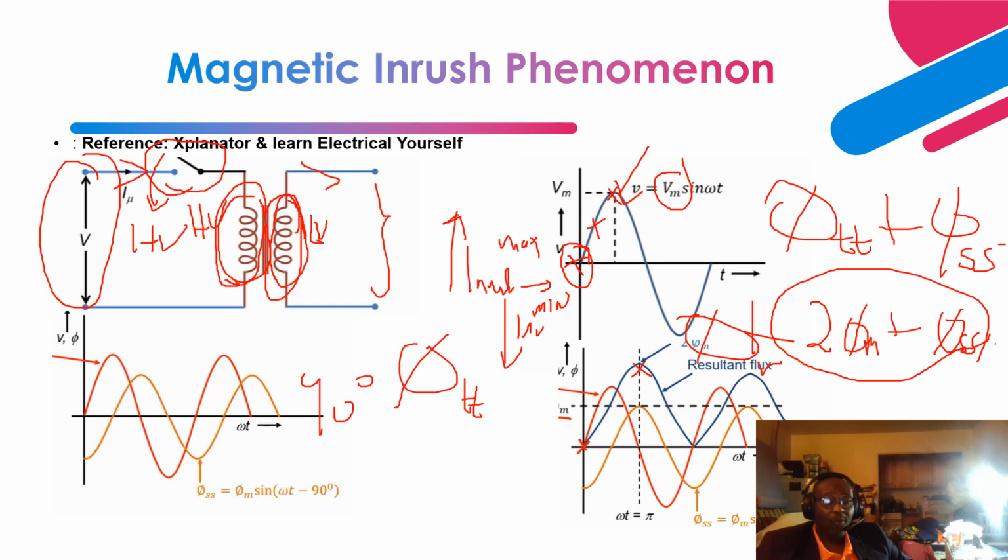So this is what you get when you have a residual flux embedded in the transformer core before you energize. That tells us, like I indicated, that the magnetic inrush current is very dependent on the amount of residual flux that is in the core before you energize the transformer.